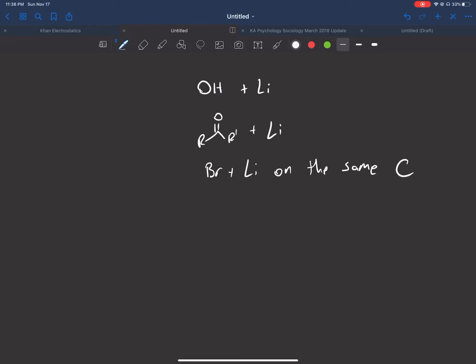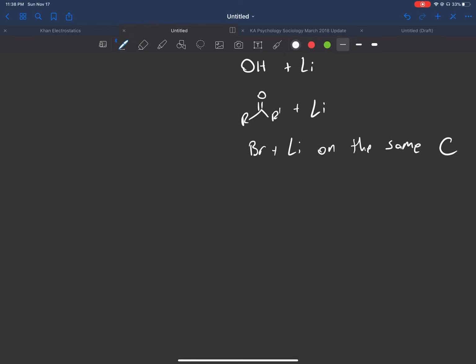But also, if you have, let's say, a compound that has two alcohols on it, and you only want to affect one, that would be a good time to protect. And again, I'll go through examples of how to know when you should use a protecting group. It's weird at first, but you'll get the hang of it.